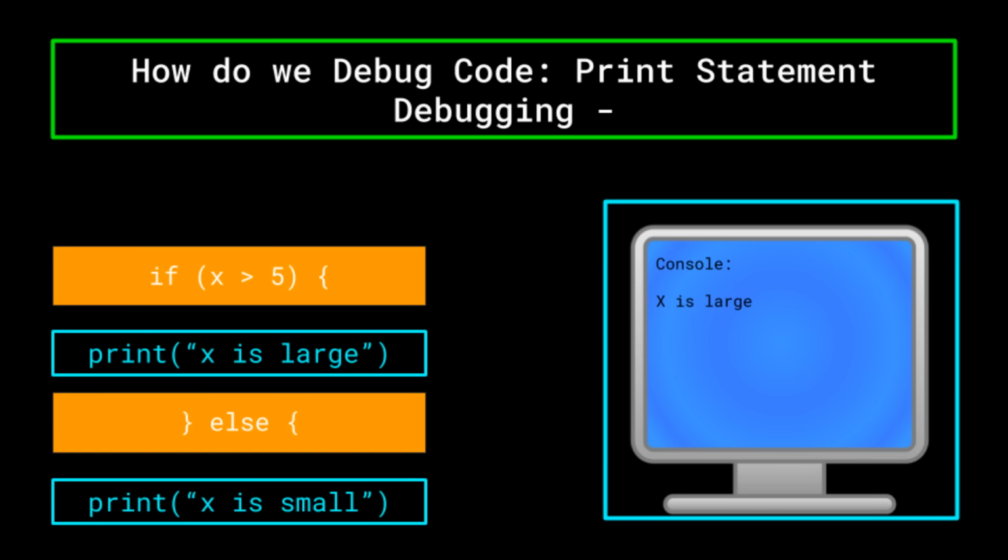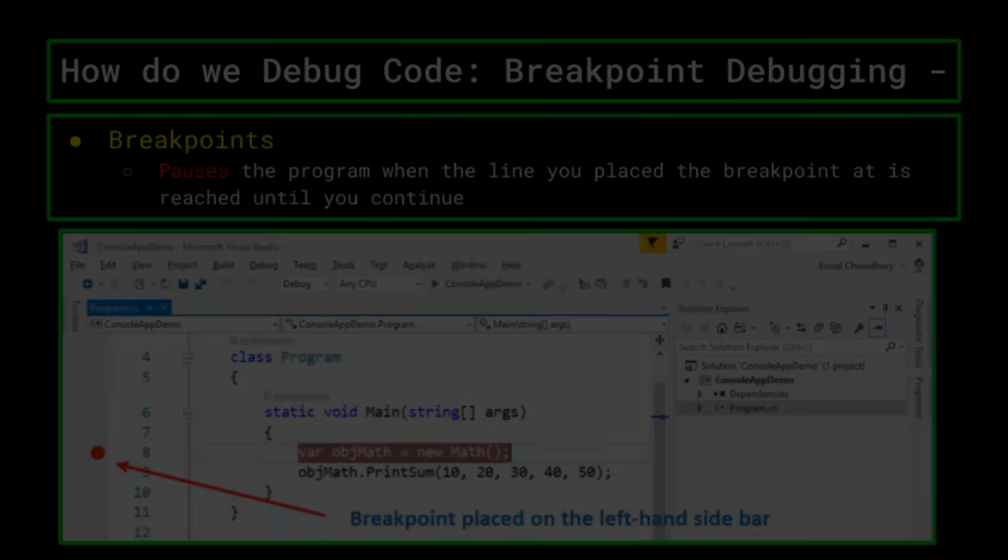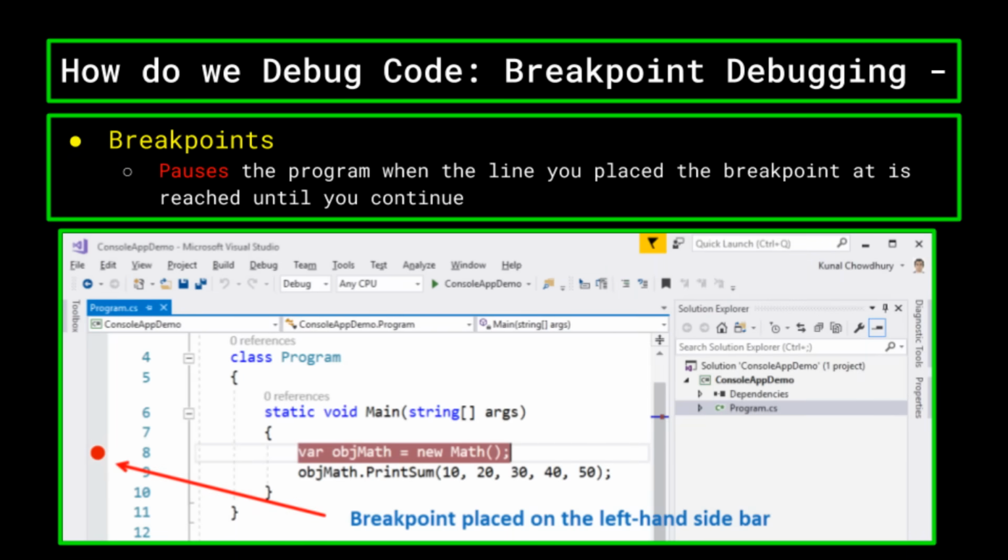The situation described above could also be solved using a breakpoint. A breakpoint pauses your program when the line you placed the breakpoint at is reached. If, say, you would like the program to run through a certain conditional and set a variable based on that conditional, but you are unsure if this actually happens in your code, you can place a breakpoint inside the conditional path that you expect to run.